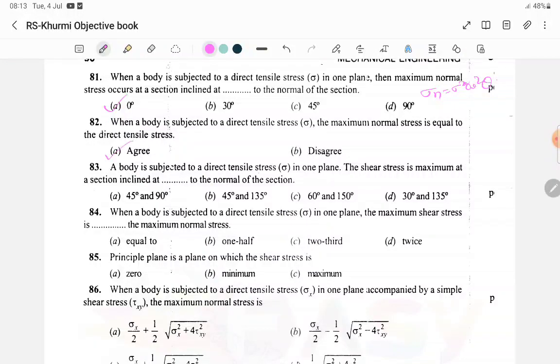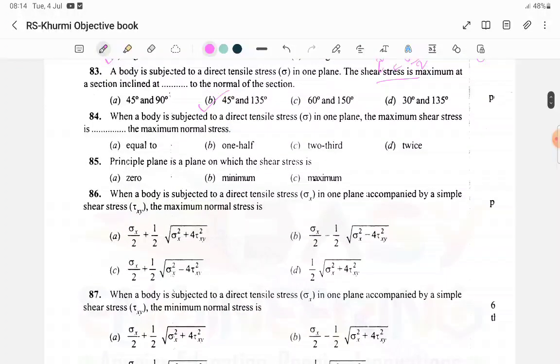A body is subject to direct tensile stress in one plane, the shear stress is maximum when? Shear stress is sigma by 2 into sine 2 theta. So 2 theta will be maximum when theta is equal to 45, or theta is equal to 135. So 83 is B.